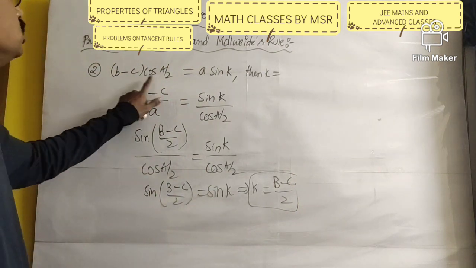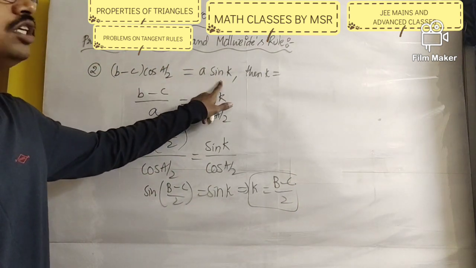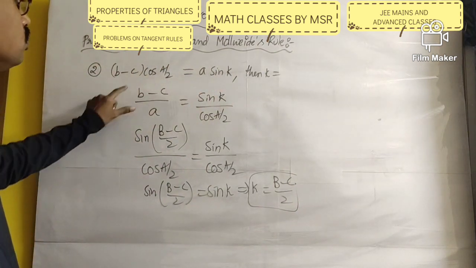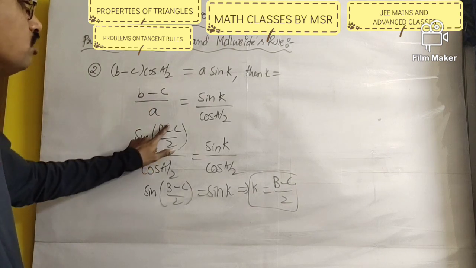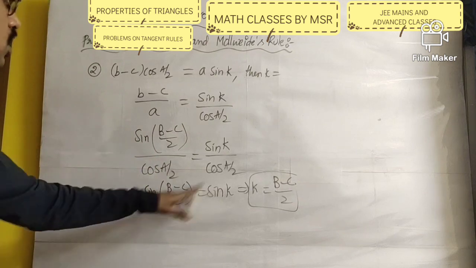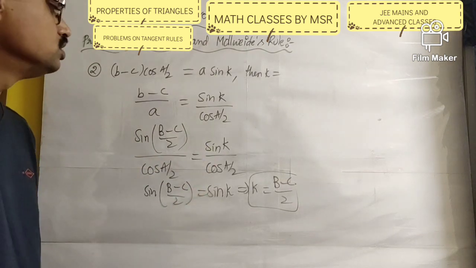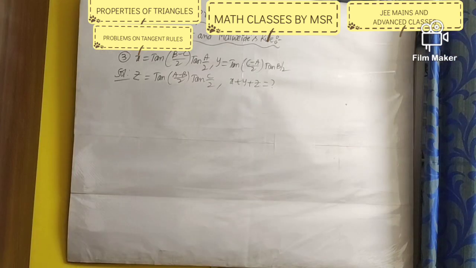So (b minus c) into cos(A/2) is equal to a into sin K. We just applied Mollweide's rule in this problem, that is (b minus c)/a is sin((B minus C)/2) by cos(A/2). Then we got the final answer, K is equal to B minus C.